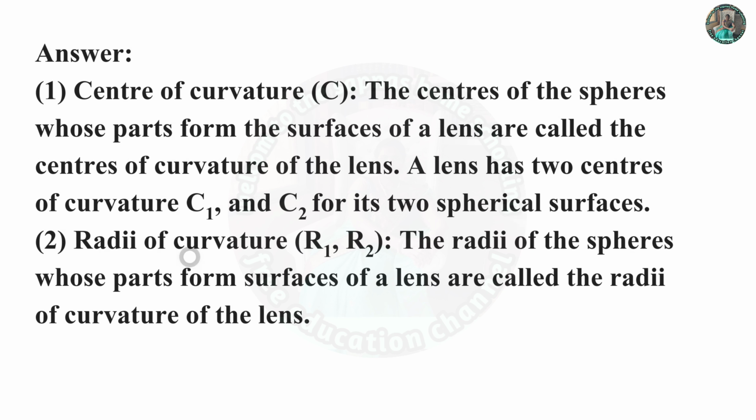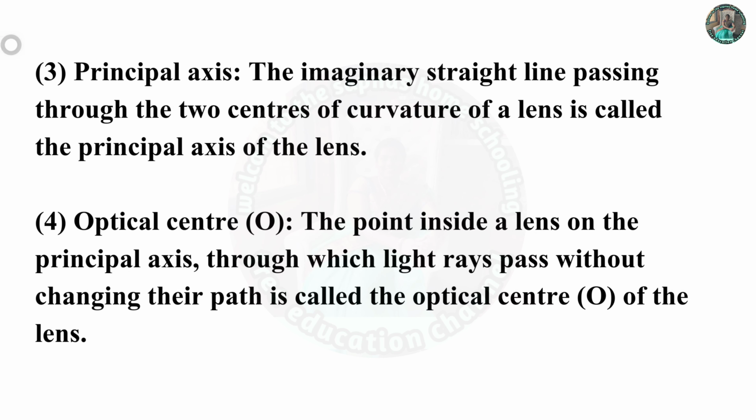Second, radii of curvature, R1, R2. The radii of the spheres whose parts form surfaces of a lens are called the radii of curvature of the lens. Third, principal axis. The imaginary straight line passing through the two centers of curvature of a lens is called the principal axis of the lens. Fourth, optical center O. The point inside a lens on the principal axis through which light rays pass without changing their path is called the optical center O of the lens.